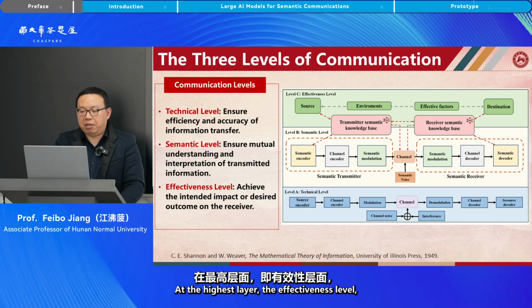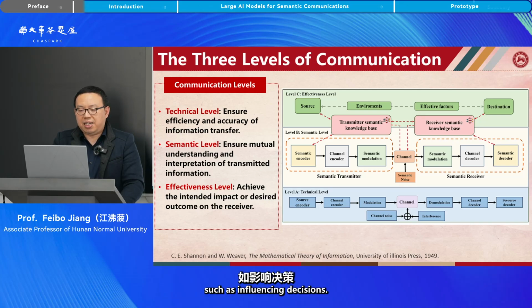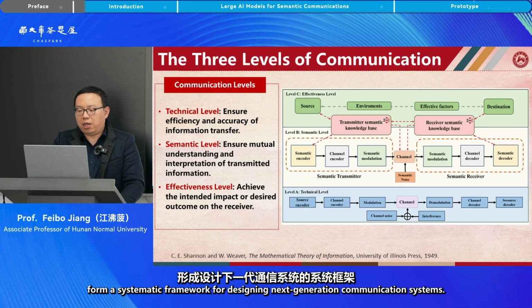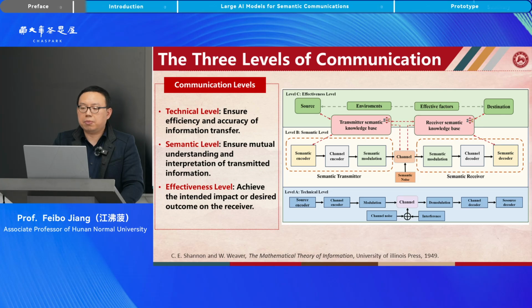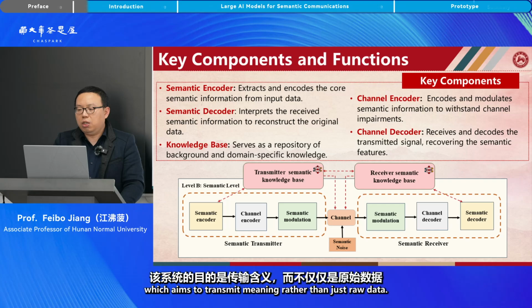At the highest layer, the effective layer, communication aims to achieve a desired impact, such as influencing decisions. These three levels form a systematic framework for designing next-generation communication systems. Then, we can provide an overview of the key components of a semantic communication system, which aims to transmit meaning rather than just raw data.